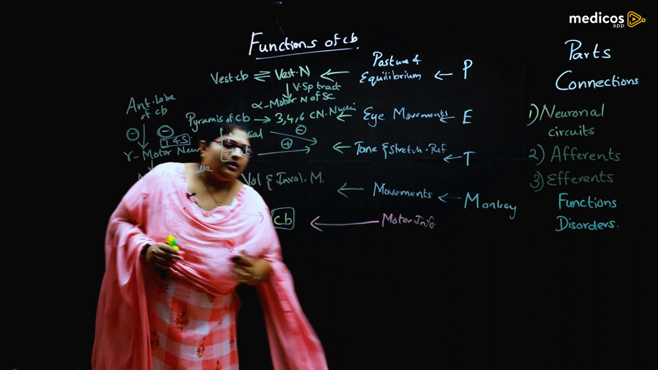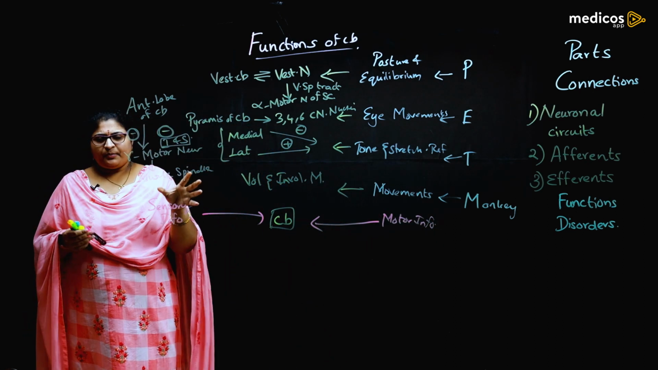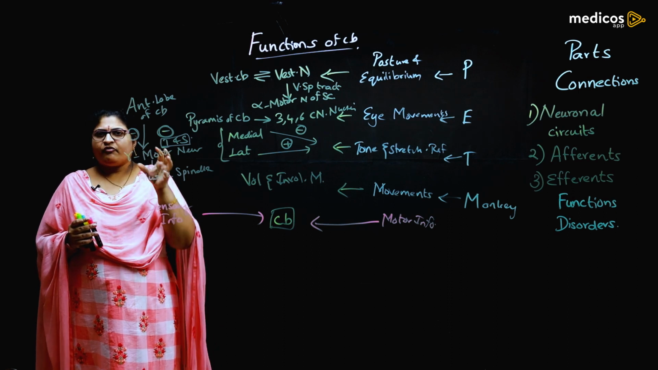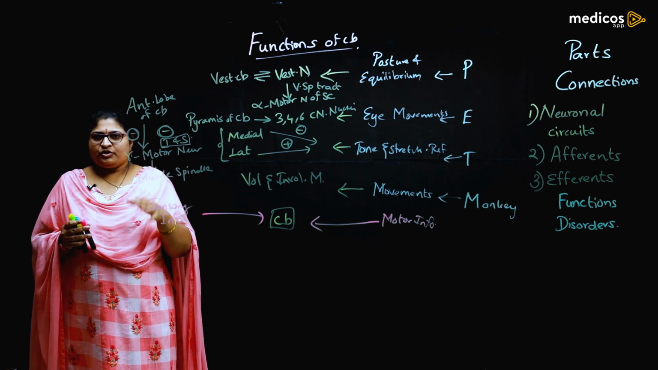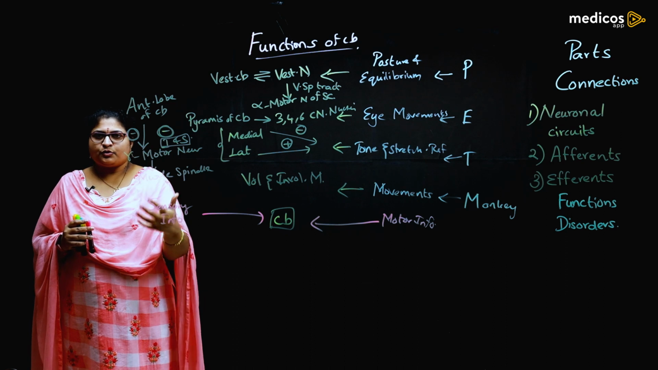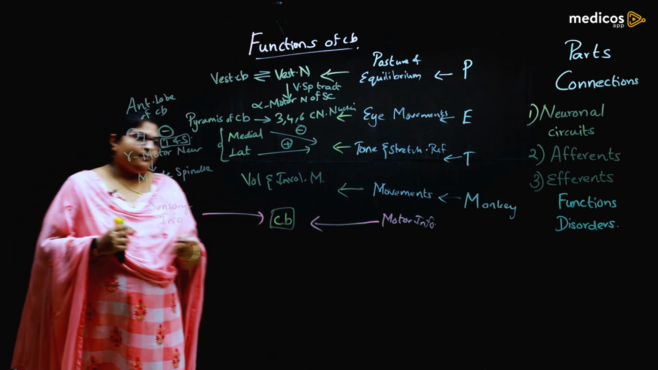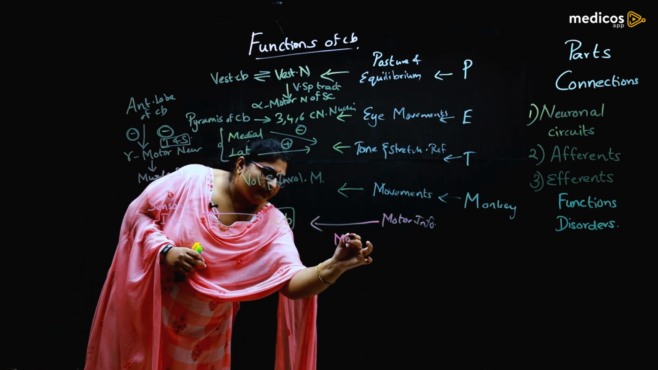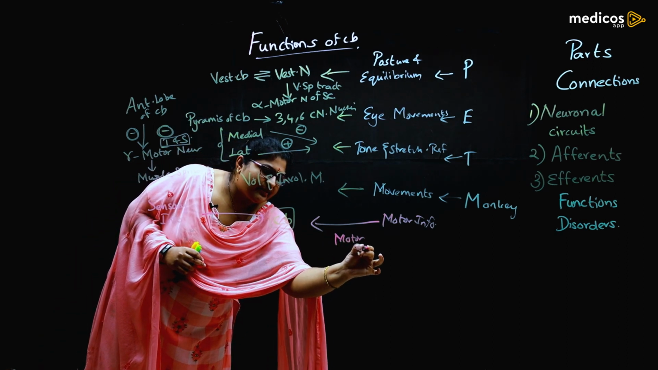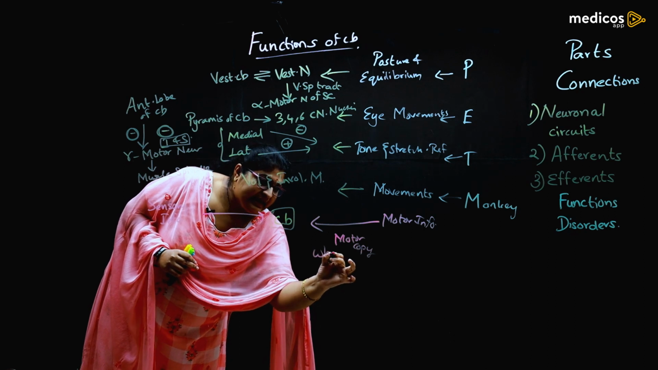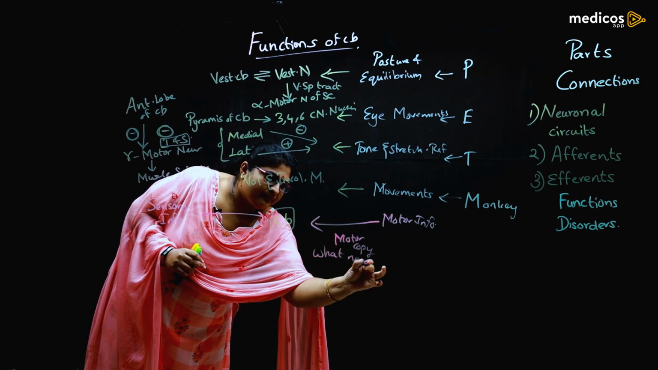This motor information tells the cerebellum what needs to be done. What action we are supposed to do is explained by the motor information. So a motor copy is sent to the cerebellum. What needs to be done?